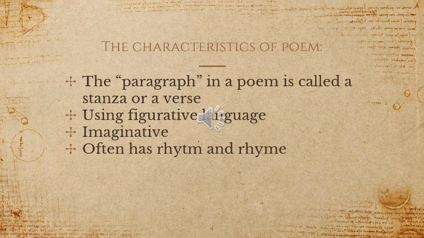The next we have the characteristics of poem. The first is that the paragraph in a poem is called a stanza or a verse. The second one is using figurative language. Third one is imaginative. And the last one is often has rhythm and rhyme.